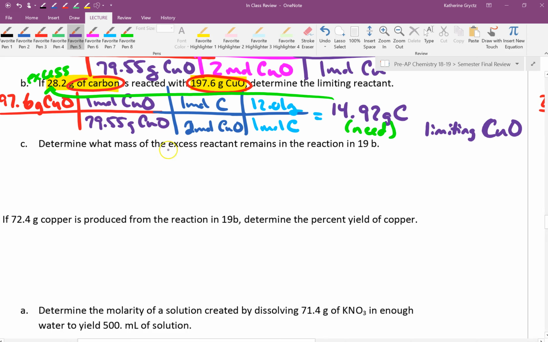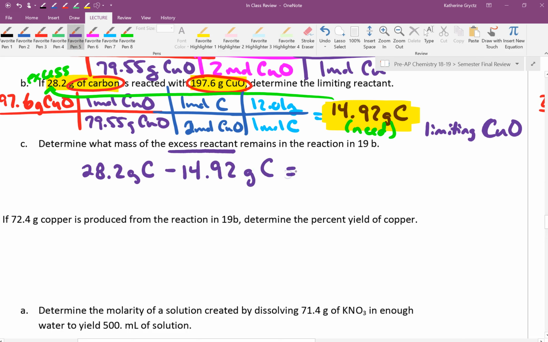So it says, what mass of the excess reactant remains? So the excess reactant was carbon. So to know how much is left over, we're going to have to do a subtraction. So I know I started out with 28.2 grams of carbon, and what I learned in this second time I worked this question is that I would have used or needed 14.92 grams of the carbon, and so then I would have the difference left over. So I'm going to go ahead and do sig figs and get 13.3 grams of carbon left over.